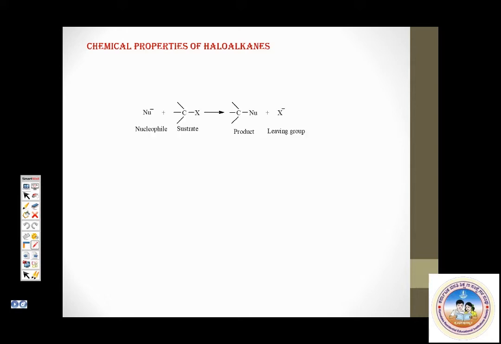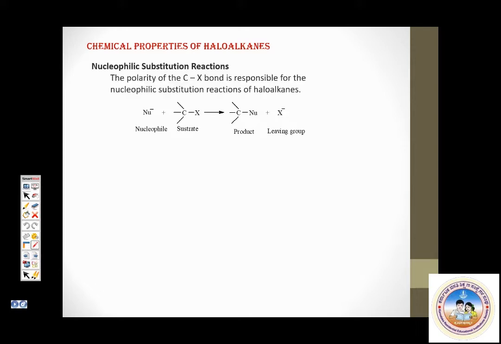Okay, so some minimum information you should know. Haloalkanes are very good in undergoing what are called nucleophilic substitution reactions. Nucleophilic substitution reactions are typical reactions of haloalkanes. Very, very important. Now, what is a nucleophilic substitution reaction?